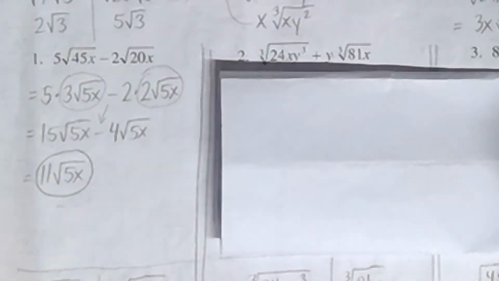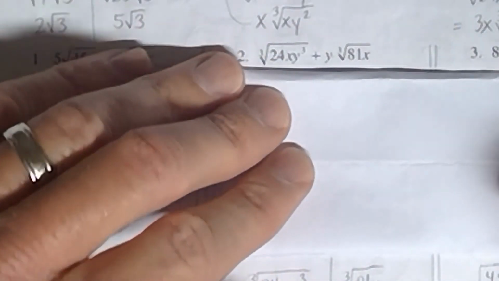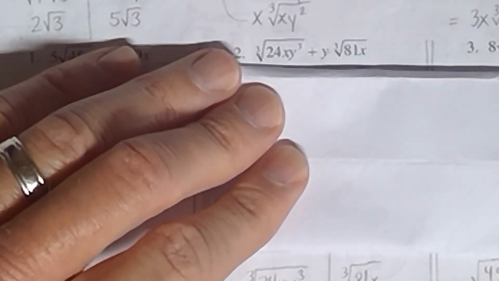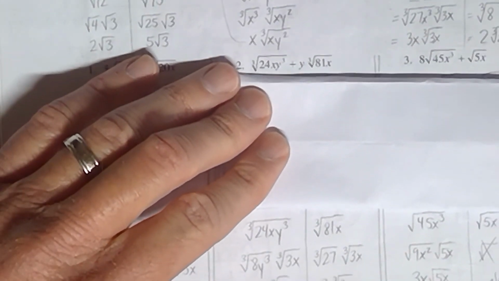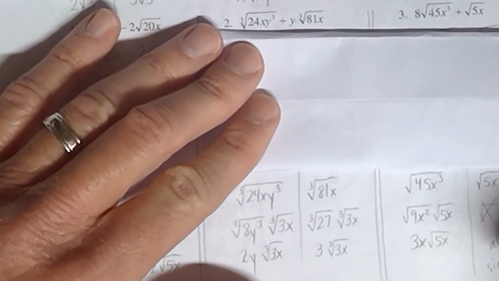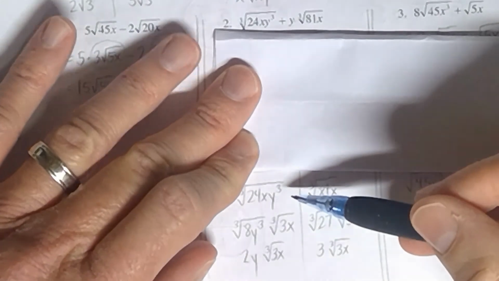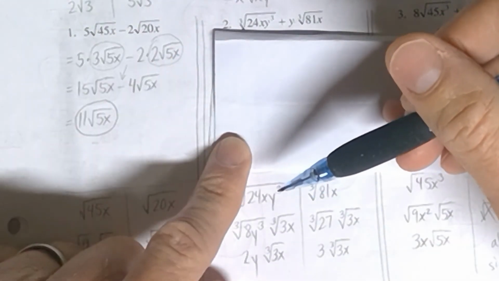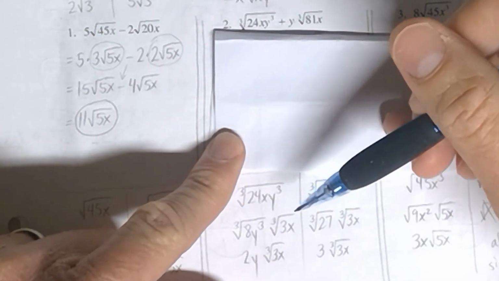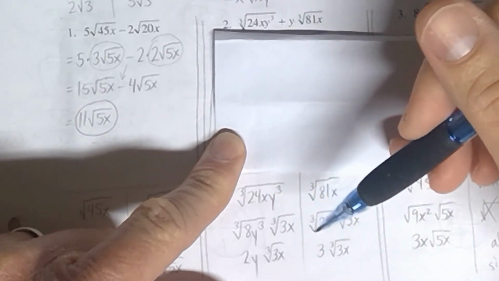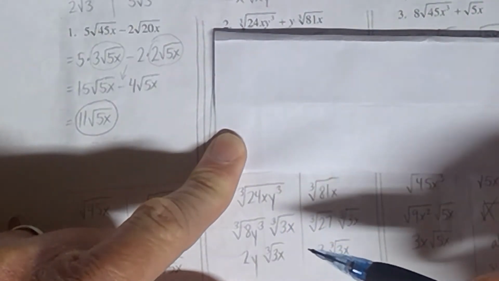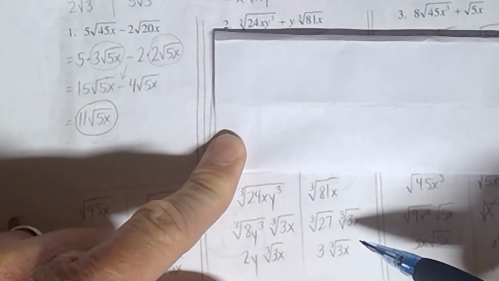Again, we have 2 radicals that are not the same. What do we do? We try to make them the same, right? Let's take a look at that. See down here at the bottom, they are the same now after I simplify them. They both become cube root of 3x on each one of those after I simplify.